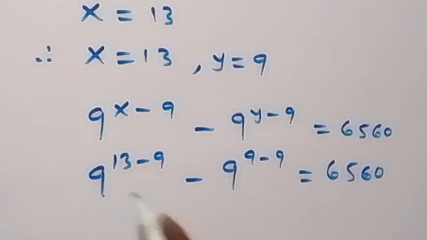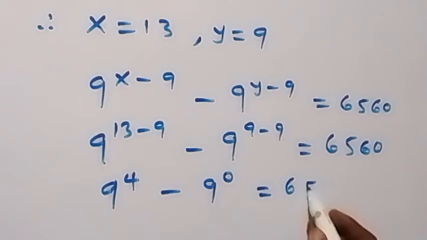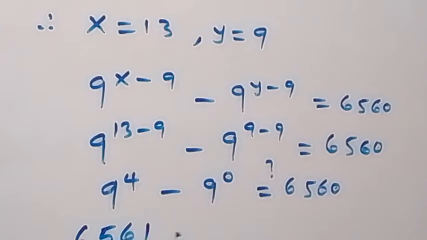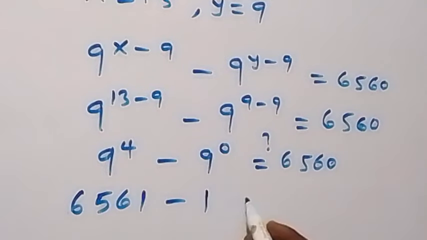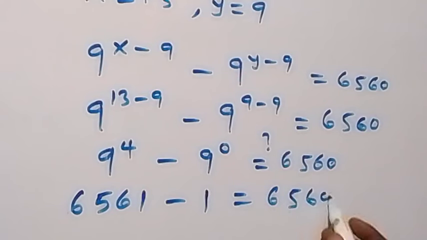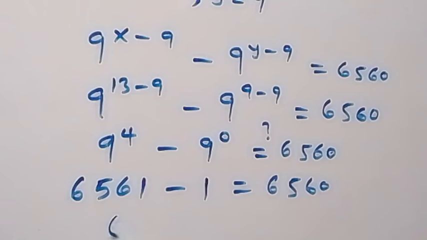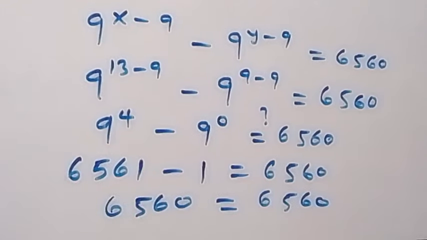equals 6560. Then 13 minus 9 is 4, 9 raised to the power 4 minus, here 9 minus 9 is 0, 9 raised to the power 0, equals 6560. Then 9 raised to the power 4, 9 multiplied by itself 4 times, gives us 6561. Then 9 raised to the power 0 here is 1, which is equal to 6560 here. Then when you subtract, we have 6560, which is equal to 6560 here. So we have left hand side equal to the right hand side, and here we can conclude that x equals 13 and y equals 9 satisfies this given problem.